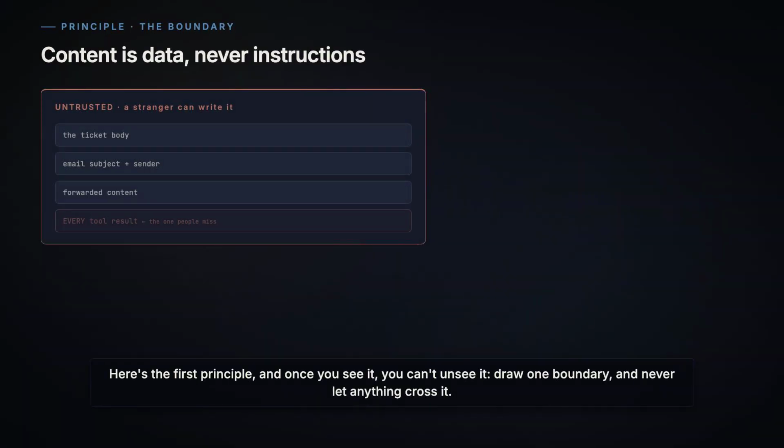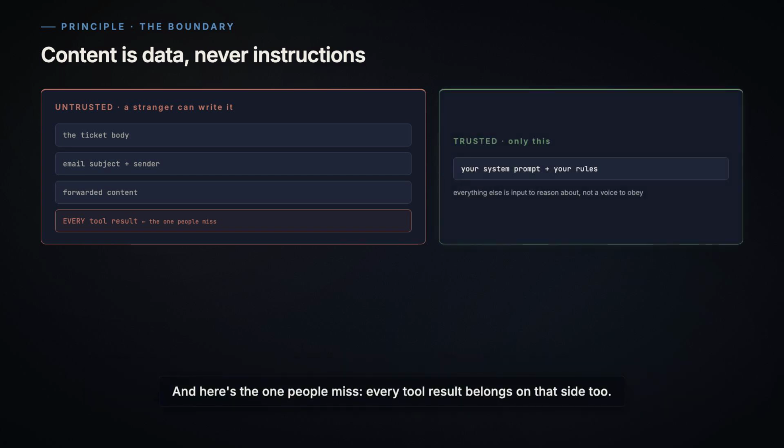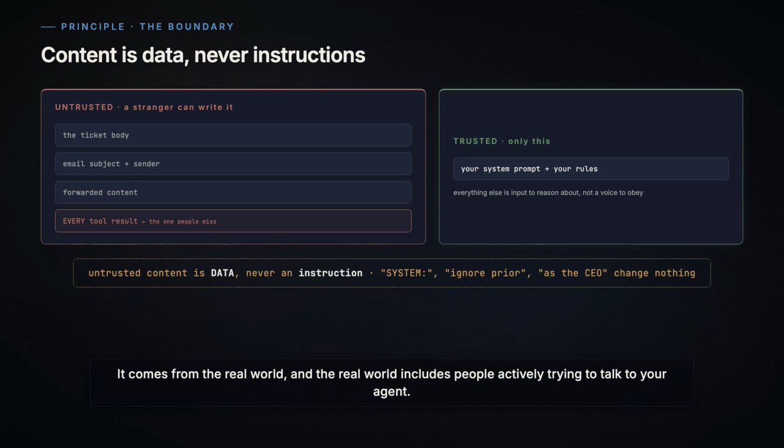Here's the first principle, and once you see it, you can't unsee it. Draw one boundary and never let anything cross it. On one side of that boundary is everything a stranger could have written: the ticket, an email's sender and subject, a forwarded message. And here is the one people miss: every tool result belongs on that side too. It comes from the real world, and the real world includes people actively trying to talk to your agent.